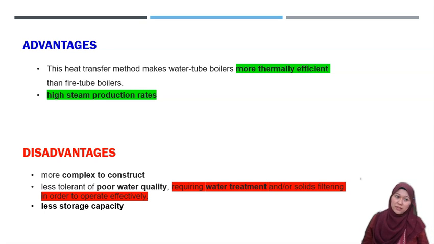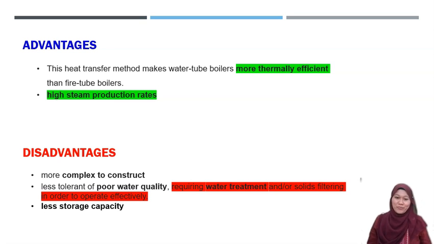And the disadvantage is that it's more complex to construct compared to the fire tube, and it cannot deal with poor water quality. Because they need to produce high pressure steam, the water needs to be filtered and treated so that it will operate effectively. So there is lots of maintenance to be done for the water treatment, and less storage capacity compared to the fire tube boiler system.